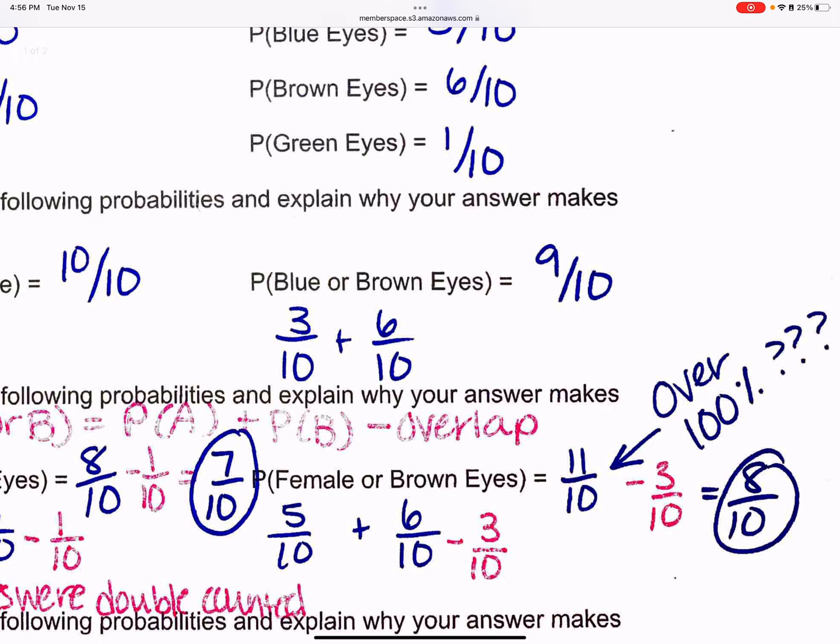Same with female or brown eyes. I have 5 out of 10 females. I have 6 out of 10 brown eyes, but 3 of those get counted twice, so I need to subtract them out. Because if I don't, obviously I'm over 100%, which is impossible. And so if I subtract it out, that's because the 3 ladies got counted twice that had brown eyes.